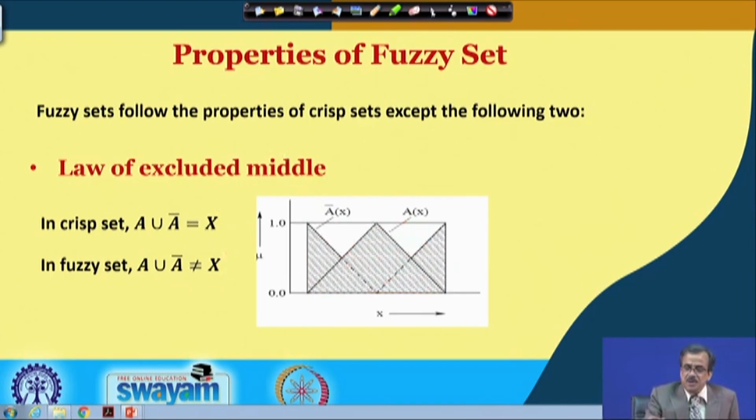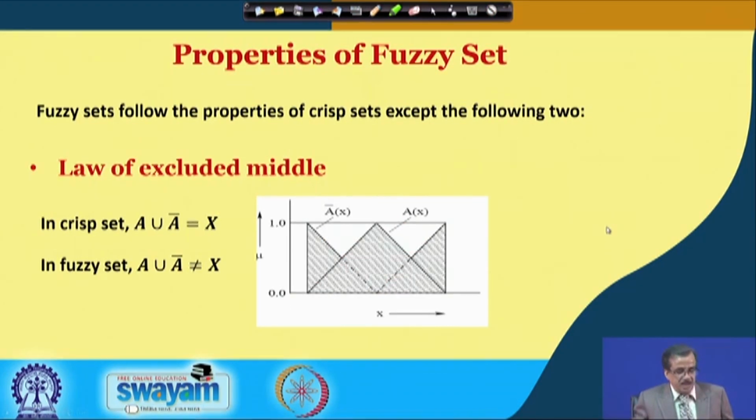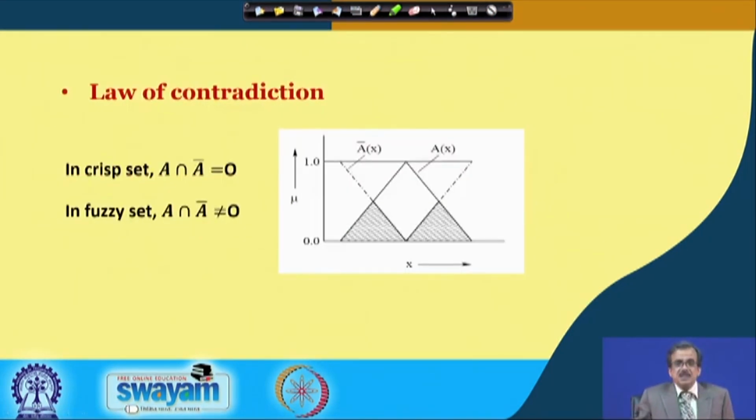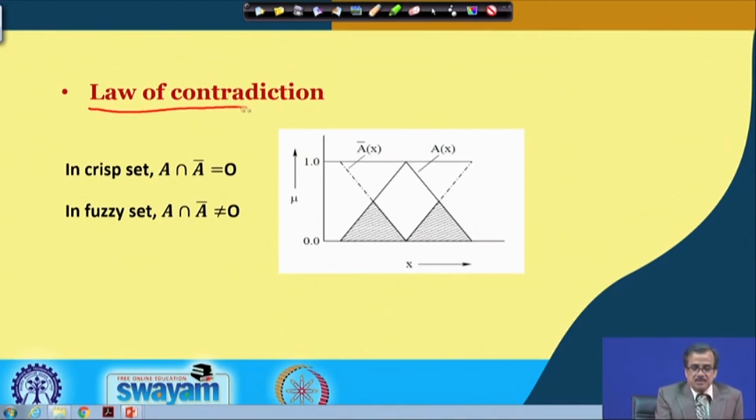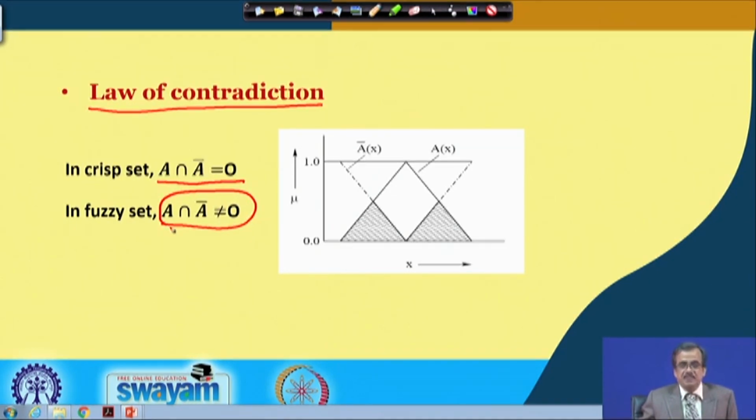The reason I am going to tell you after some time, and let me explain another law which is not followed by this fuzzy set, and that is known as the law of contradiction. According to this law of contradiction, in crisp sets A intersection A bar is nothing but the null set, but in fuzzy sets A intersection A bar is not equal to 0. So, there is a violation of this law of contradiction by fuzzy sets.